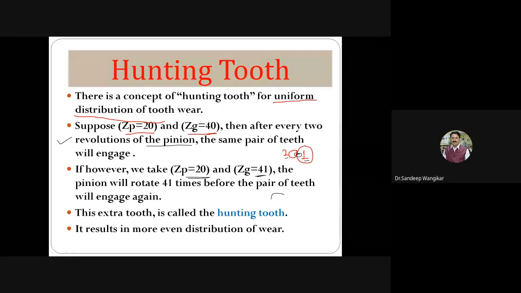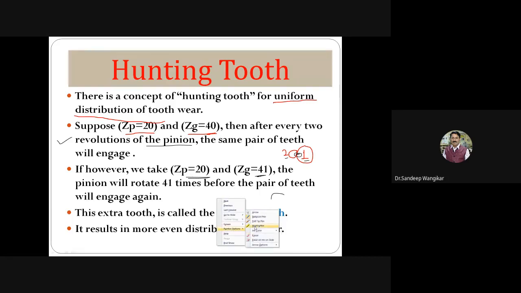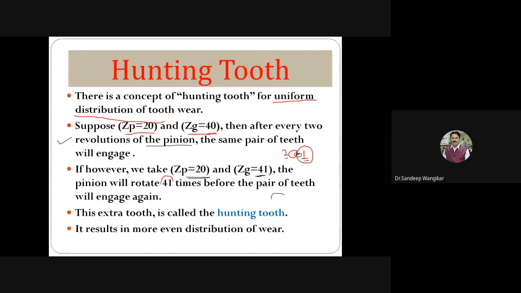Now, the pinion and the gear, after 2 revolutions also, the same pair of teeth will not engage. The pinion has to rotate 41 times, 41 revolutions, for engaging the same pair of teeth. Very important. And this concept gives you the rise of hunting tooth. That 1 additional tooth, the extra tooth provided, is called the hunting tooth. And why is this extra tooth provided? For more even distribution of wear.